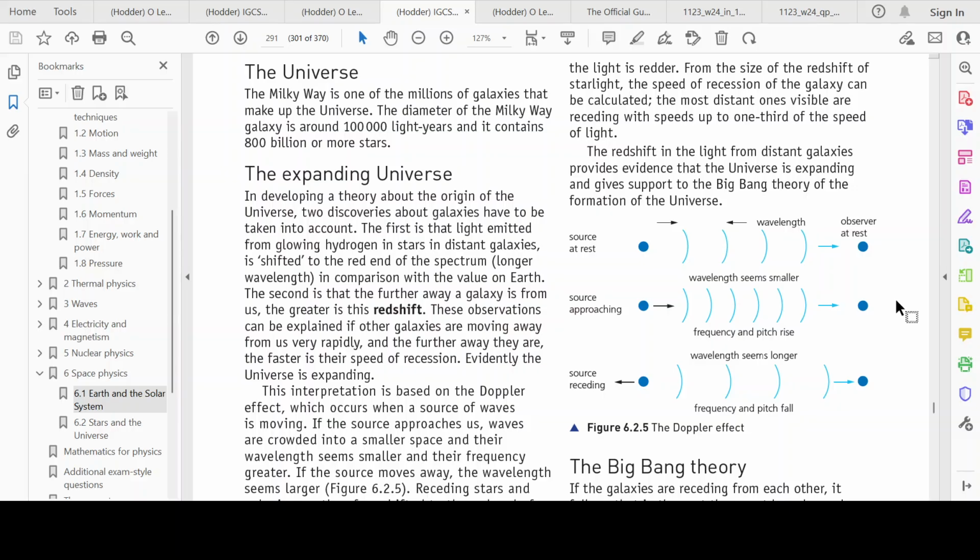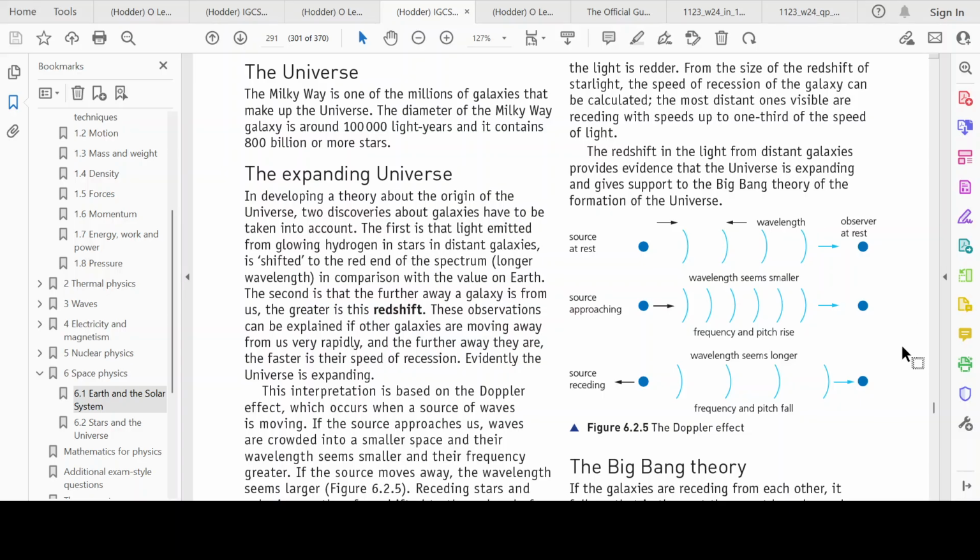The diameter of the Milky Way galaxy is around 100,000 light years. So you can sort of put that into perspective how much that is. Remember, a light year is a measure of distance, not of time. And it contains 800 billion or more stars. So just the Milky Way has 800 billion or more stars, and that's just one galaxy. Even galaxies are of different sizes. There are millions of galaxies in the universe. So I don't know what number to put on the stars if there are 800 billion of them just in our galaxy.